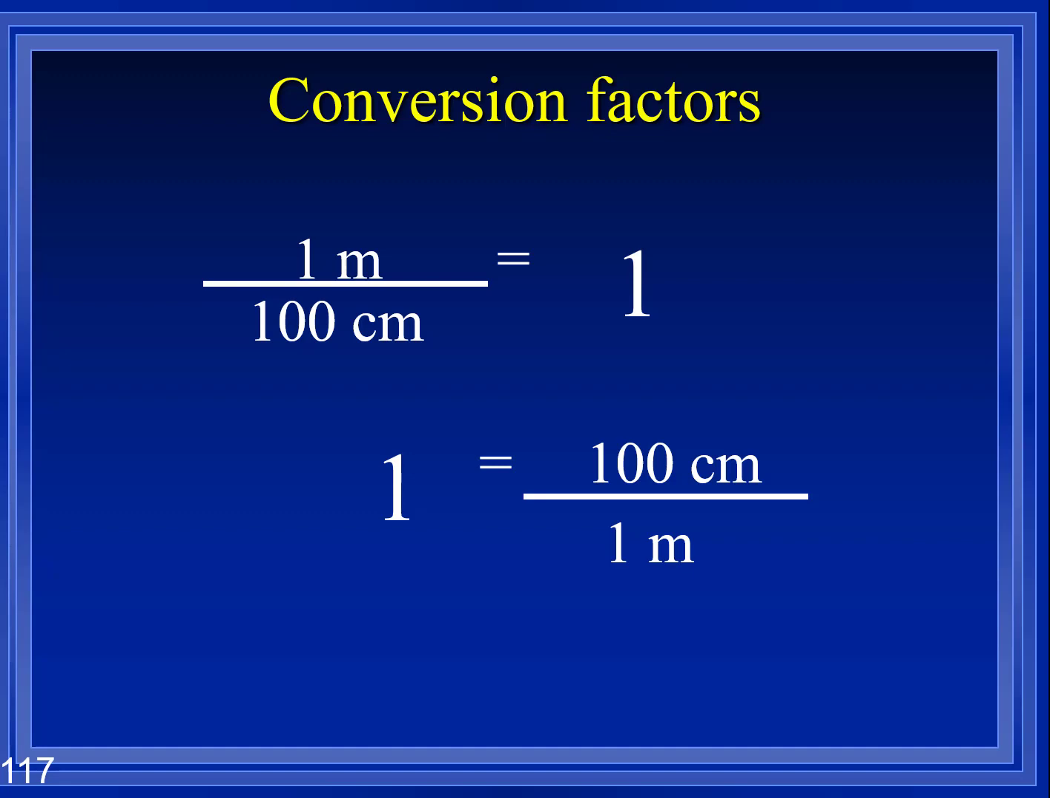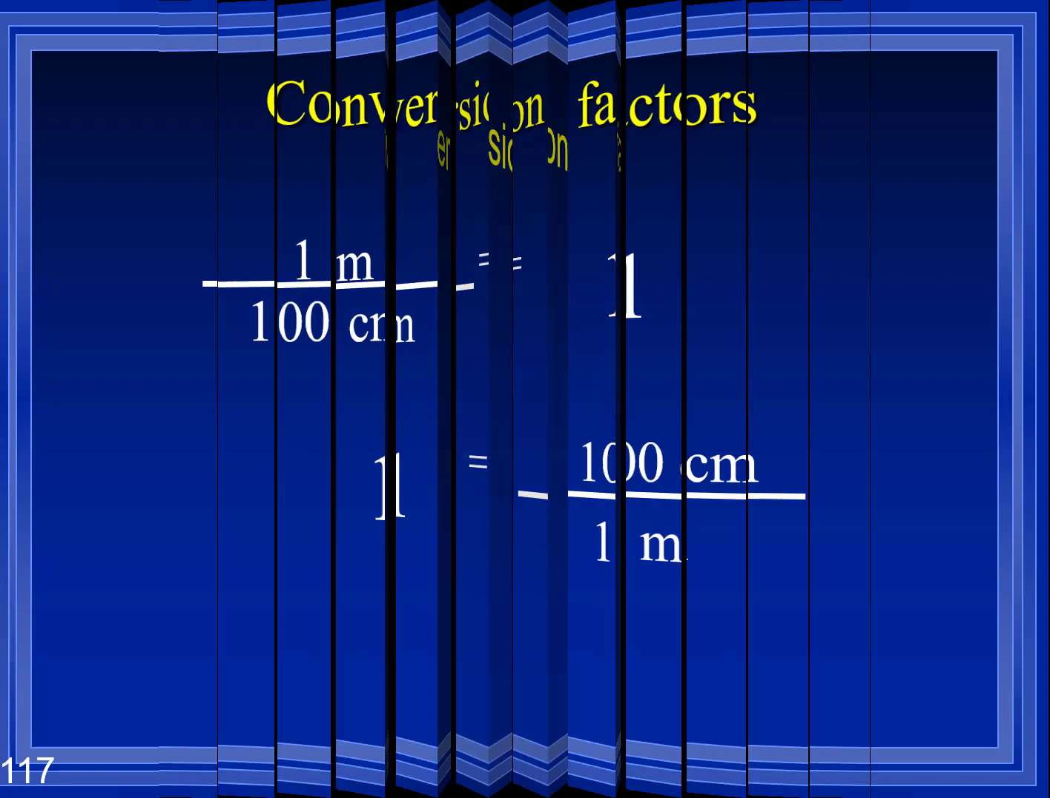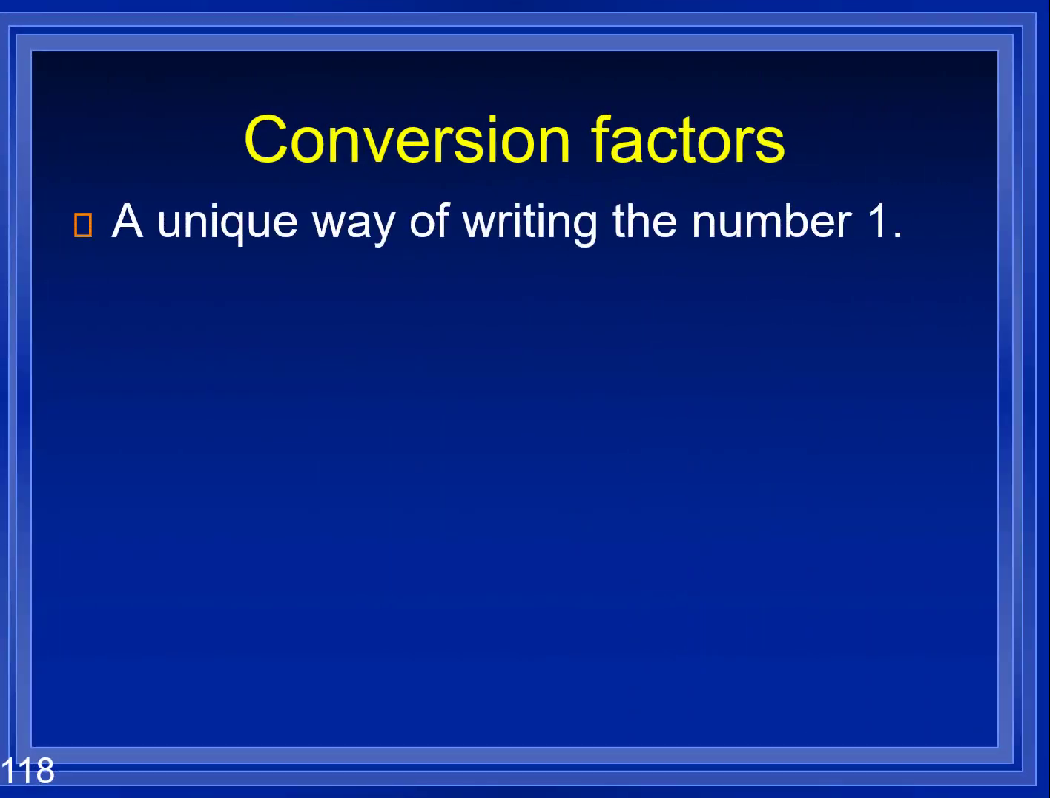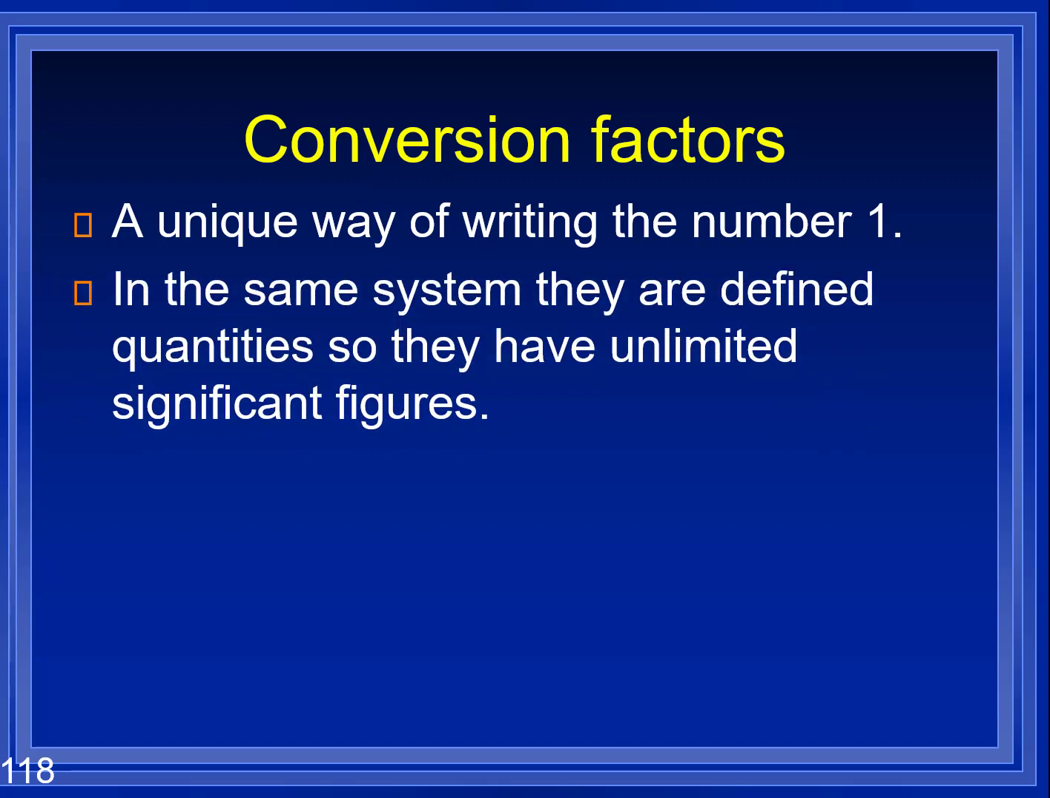Right? That's not earth-shattering, is it? Okay. So, the unique way to write the number 1. As long as you're in the same system, they are defined quantities. And remember, definitions have unlimited sig figs. Are there ever going to be 101 centimeters in a meter? No, it's got to be exactly 100 by definition.